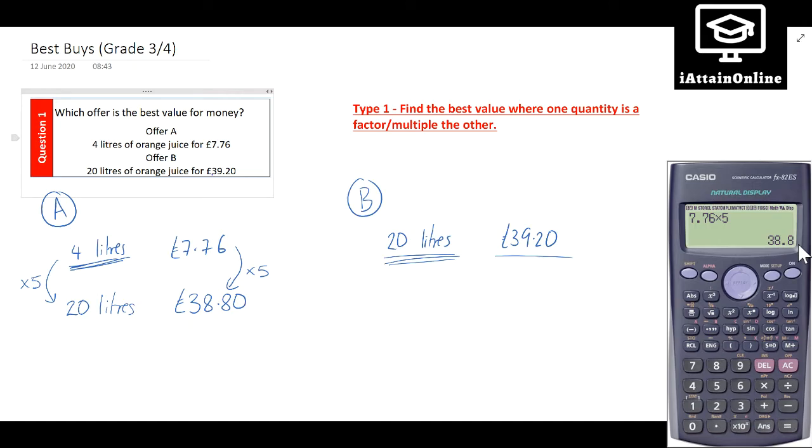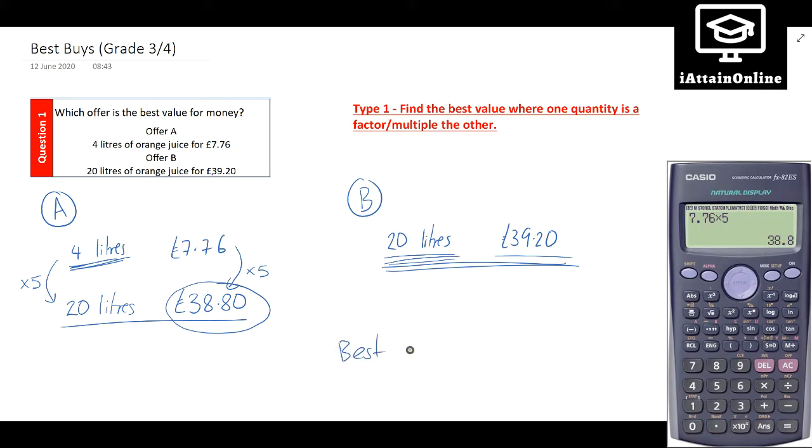So after you've done that, make sure you actually answer the question. Which of these 2 is best value for money? Well, we're getting the same amount, 20 litres, for £38.80 here. So in this case, the best value for money is offer A. Don't do all the hard work calculations and then forget to actually answer what the question is asking you. In this case, which one is the best value for money? Okay, so that's the first example.